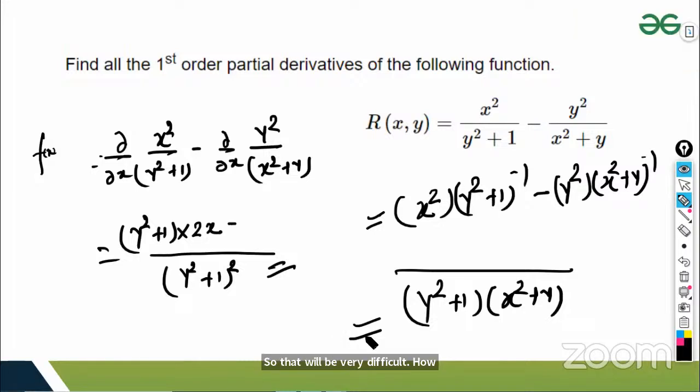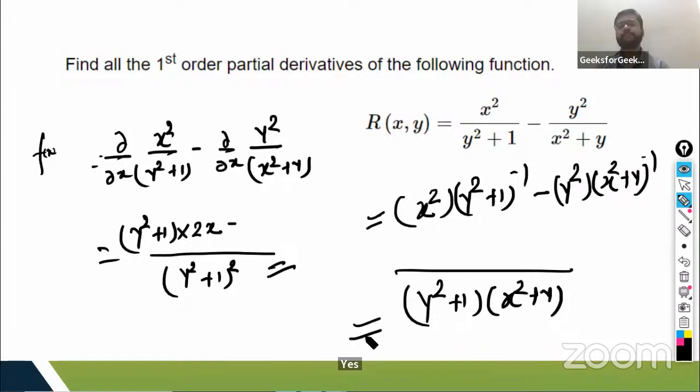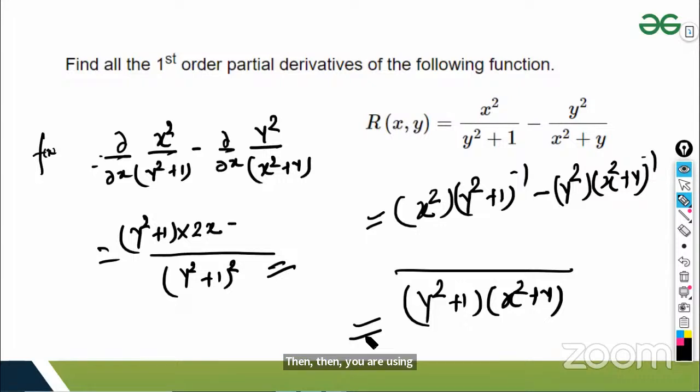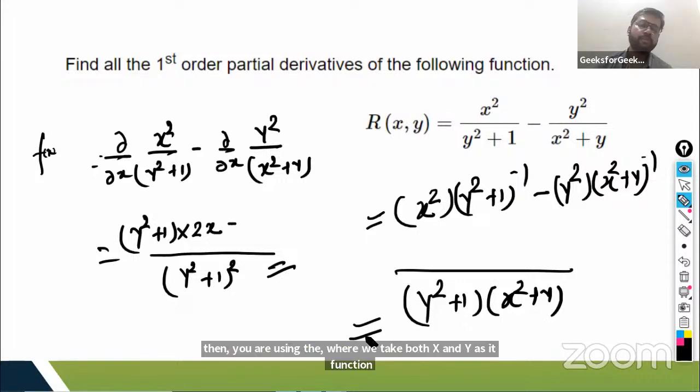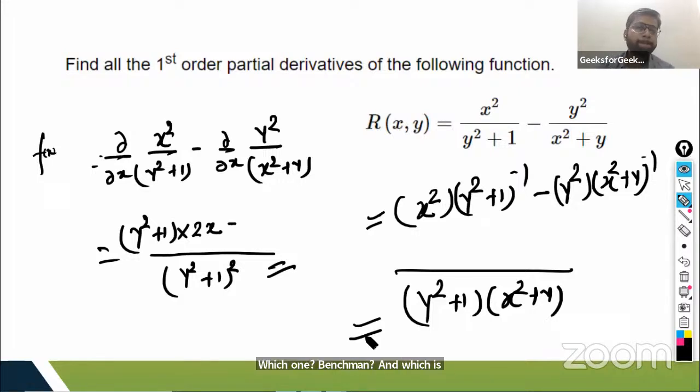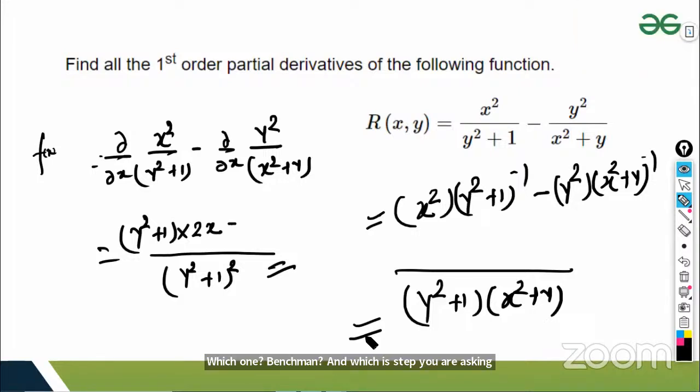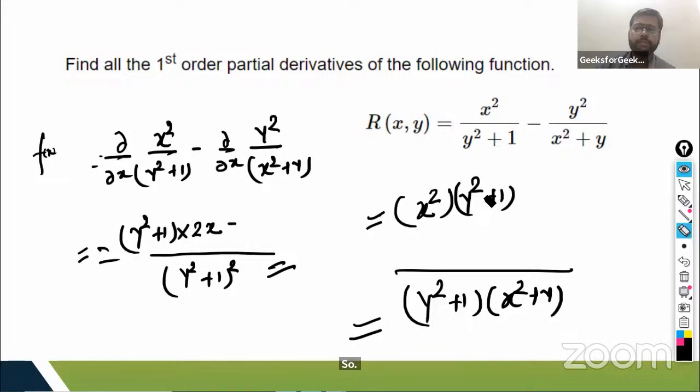Sir, this is partial differentiation. When doing partial differentiation, we take one variable and keep the other variable constant. Then why, sir, are you using the formula where we take both x and y as a function? Which step are you asking about? In the second step that you have written, y square plus 1 into 2x upon... Let me erase that.